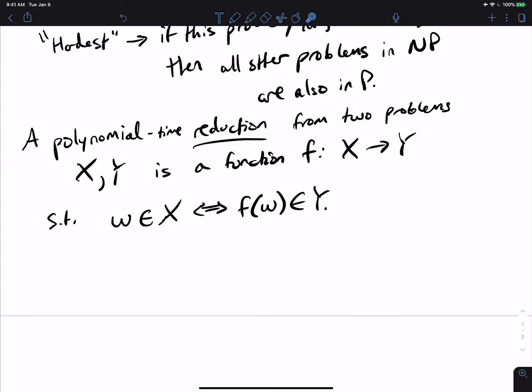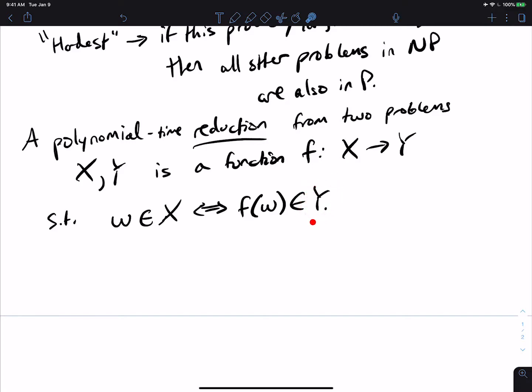So why would you want something like this? Well, the reason is that suppose that Y was really, really fast to solve. Then what does that tell us? And note that f is polynomial time to compute. So if I give you a w, then I can find f of w efficiently. So why do we want to study this?